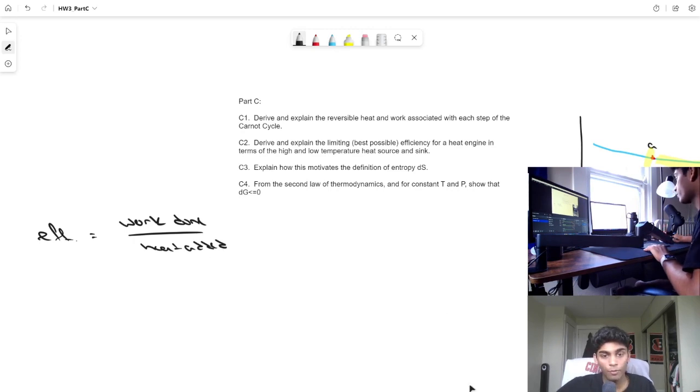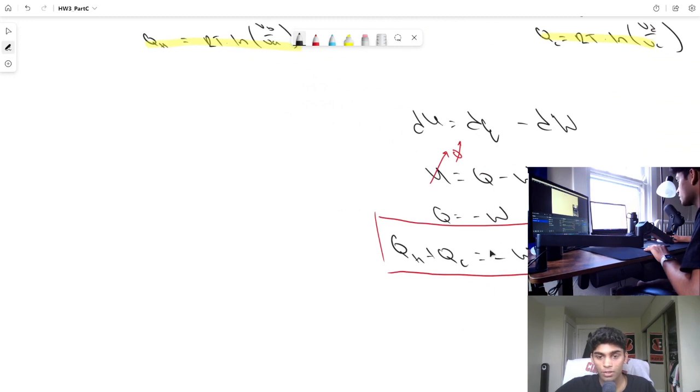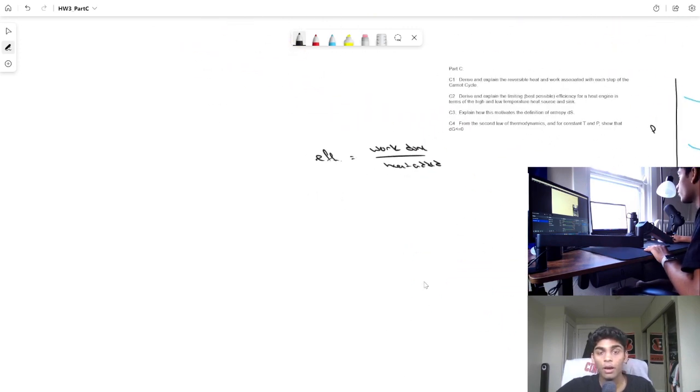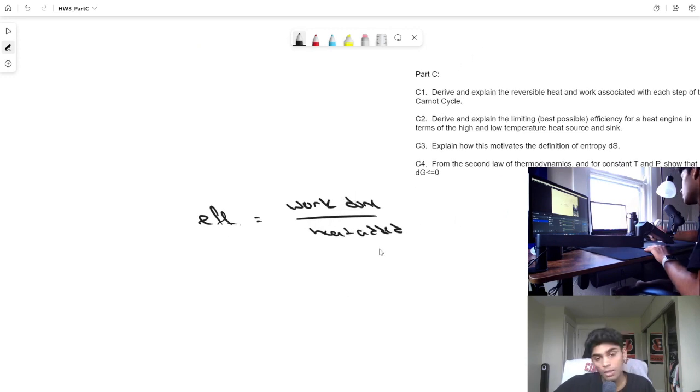So from C1, we had already derived that the work done on the system is equal to the sum of the heat that was applied and the heat that was taken away during the reversible compressions and expansions of C1. So we can further simplify this: the work done is going to be the sum of the heats added and removed. Heat added is QH. So we have it in terms of heat.